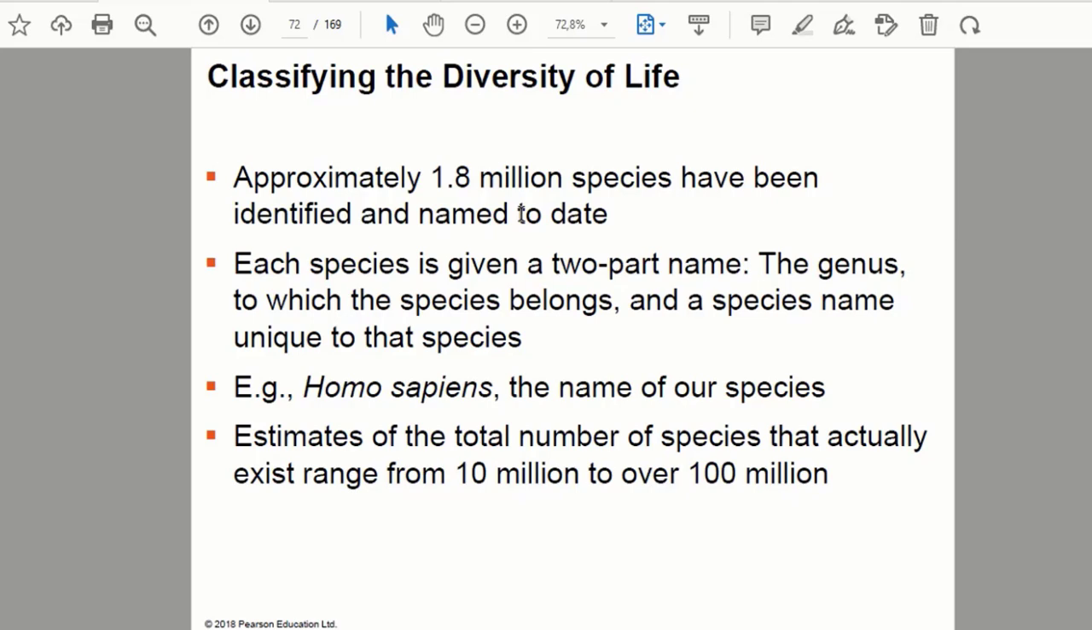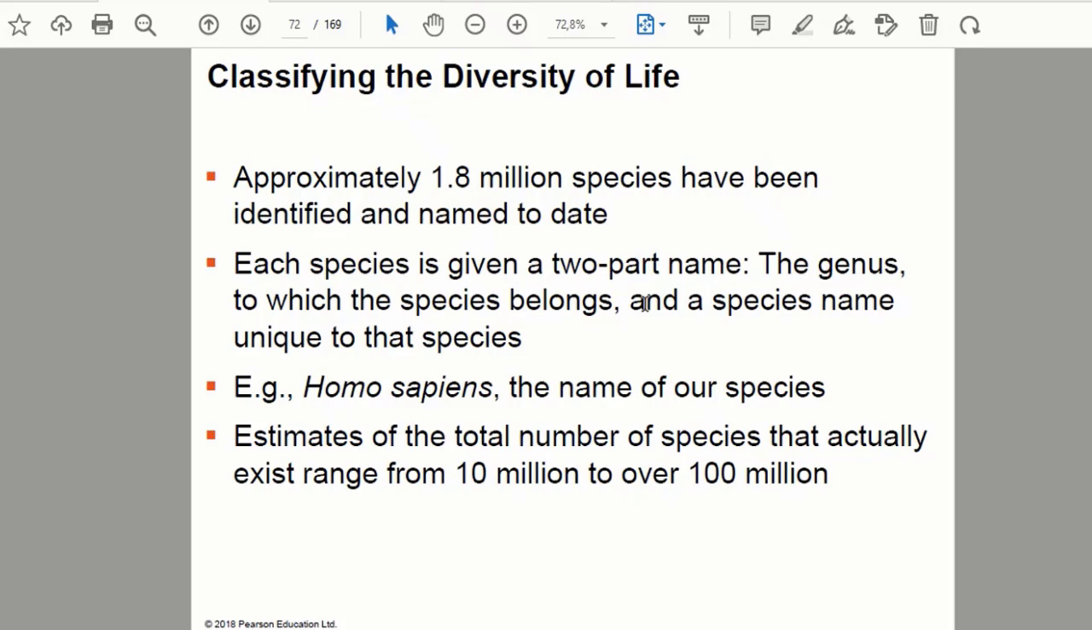You can name it yourself. Who should I use as an example? You can say Dicrostatia Debson, or Dicrostatia Pindile, or Dicrostatia Pindicius, because Pindile is the one who found it and named it. So that's how they name and identify species. And they're saying approximately up to 1.8 million species have been identified and named to date. So each species is given a two-part name.